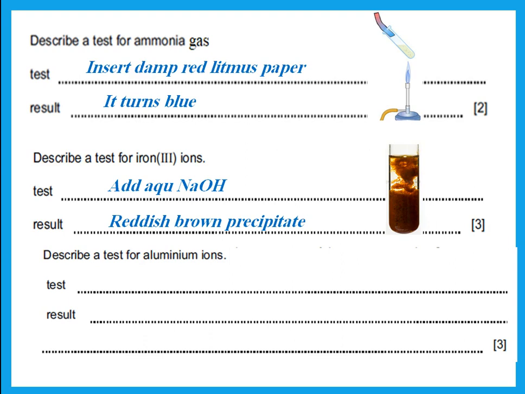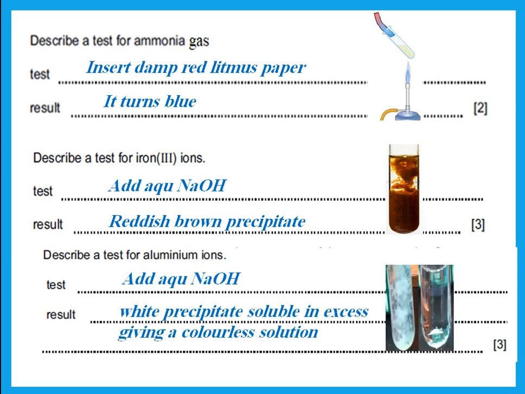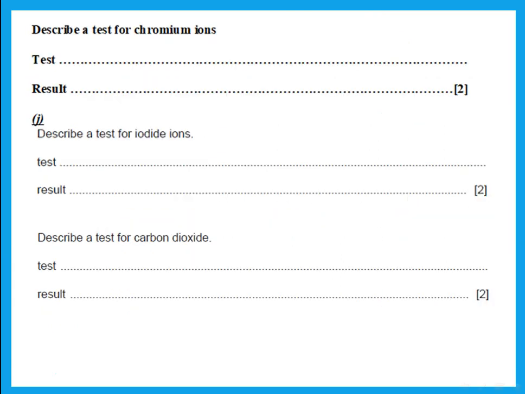Describe a test for aluminium ions. Now, add aqueous sodium hydroxide. With aluminium ions, I get a white precipitate soluble in excess, giving a colorless solution. That means you add drops of sodium hydroxide to something that has aluminium ions. You get first a white precipitate, and then as you add more and more sodium hydroxide, the precipitate disappears and we get a colorless solution. So we say white precipitate soluble in excess, giving a colorless solution.